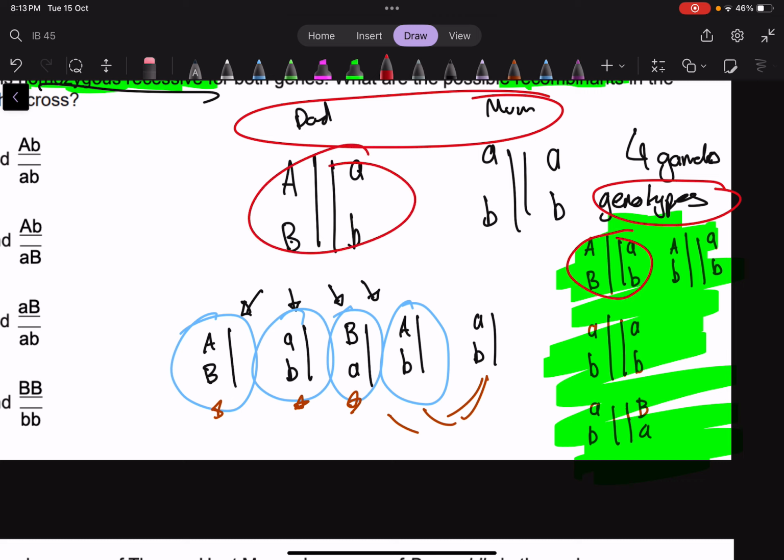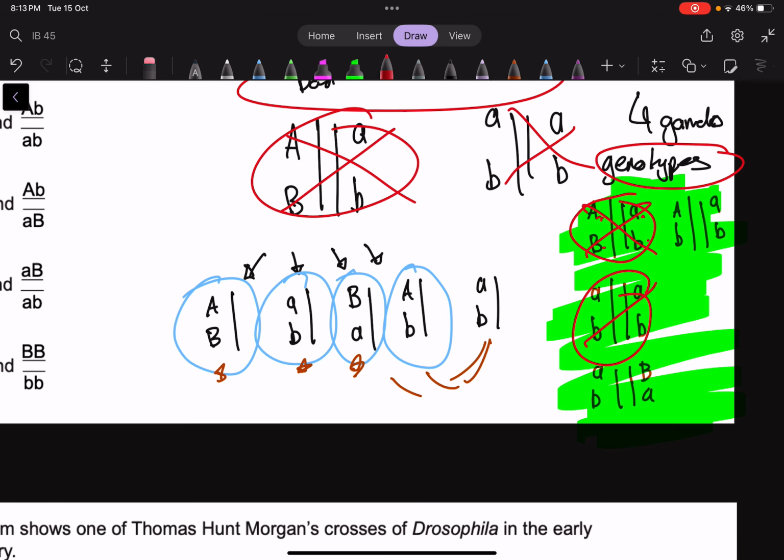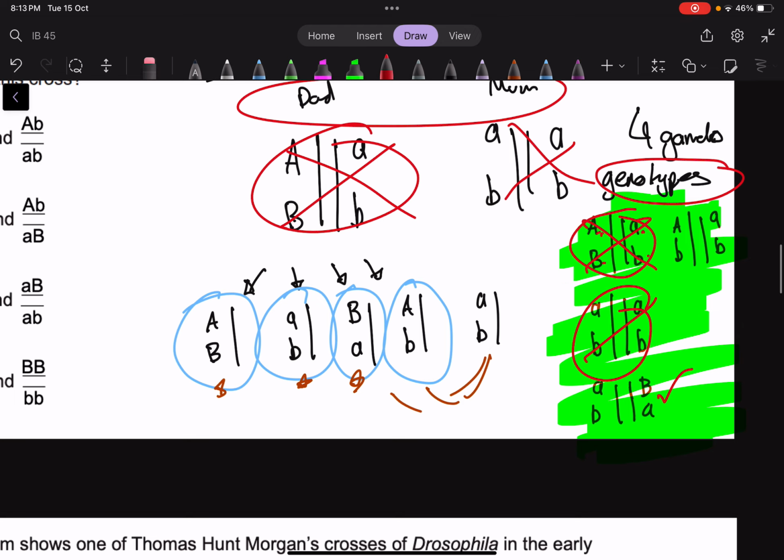This one matches the dad because it's big A, big B, little a, little b. So that is not a recombinant. This one, little a, little b, little a, little b, matches the mum. So that cannot be a recombinant. This one, little a, little b, big B, little a. Just checking. Okay, that's going to be a recombinant. Does not match either the dad or the mum. And big A, little b, little a, little b, recombinant. Because I don't see this in either of the parents.